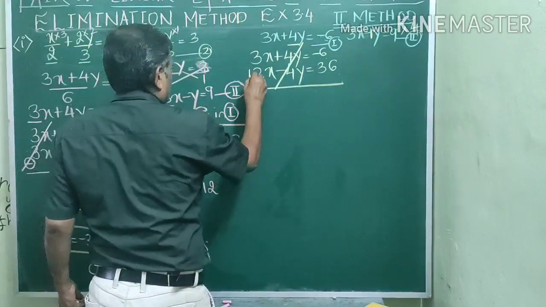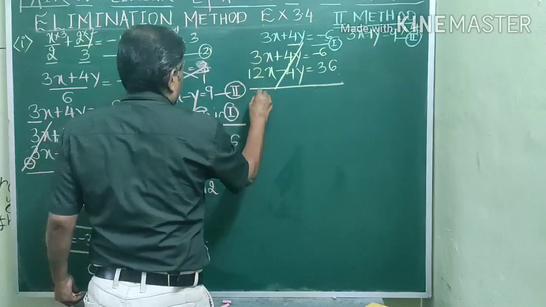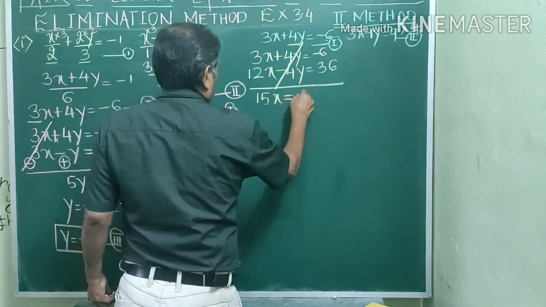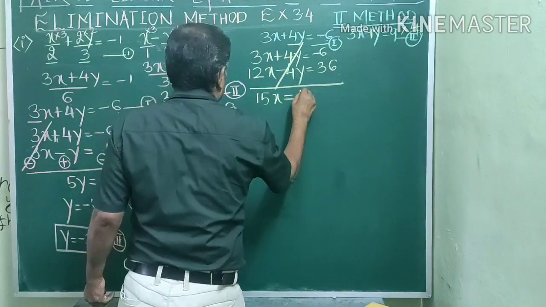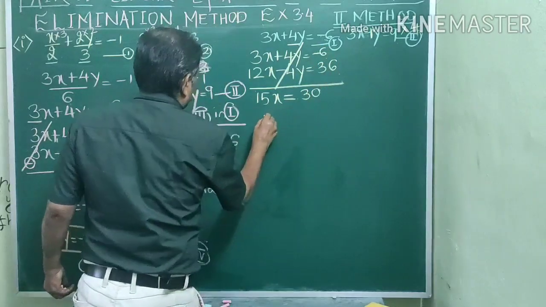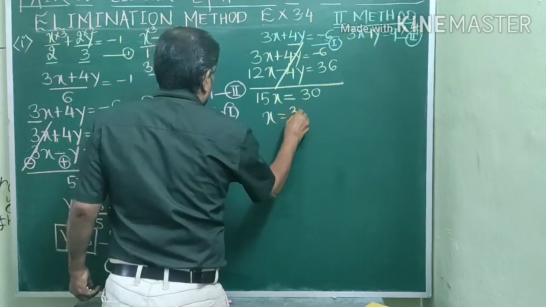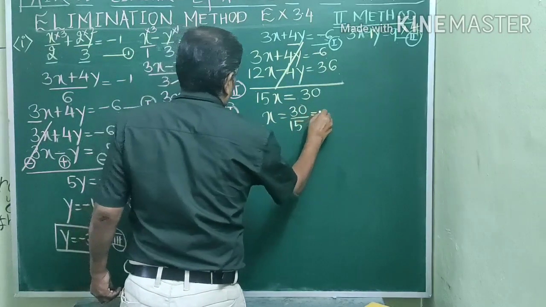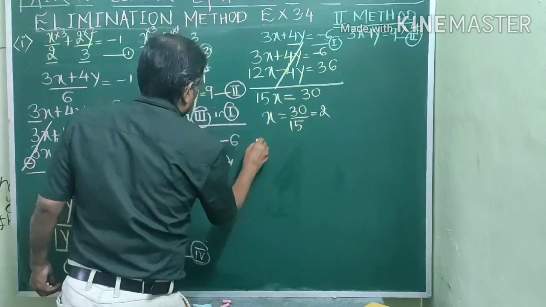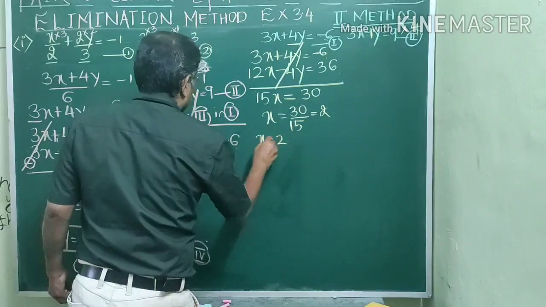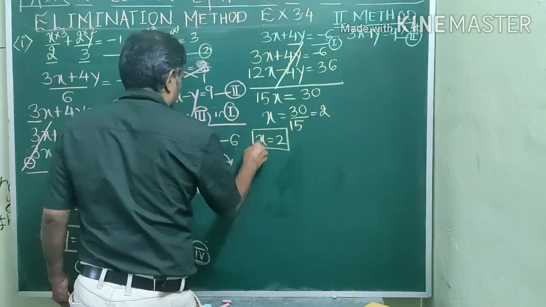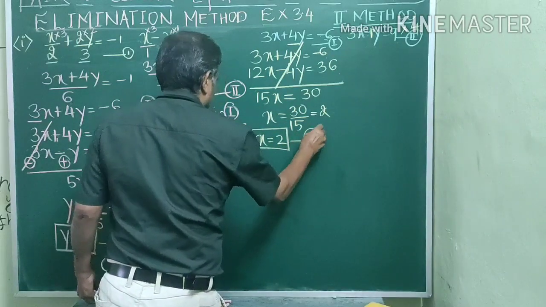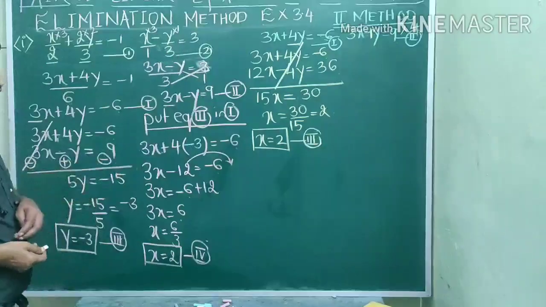That means, plus 3x plus 12x is 15x, is equal to minus 6 plus 36, which is 30. So, x is equal to 30 divided by 15, and that is equal to 2. So that means, children, I got x is equal to how much? 2. And this is my third equation.